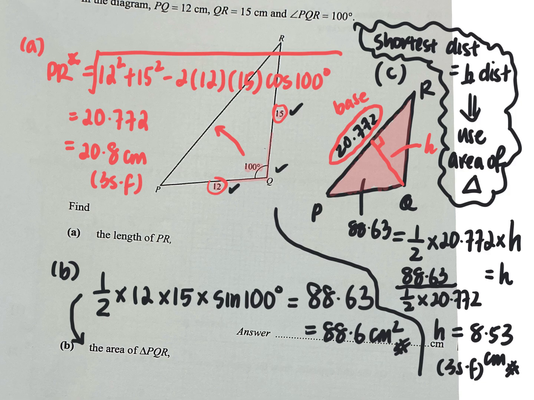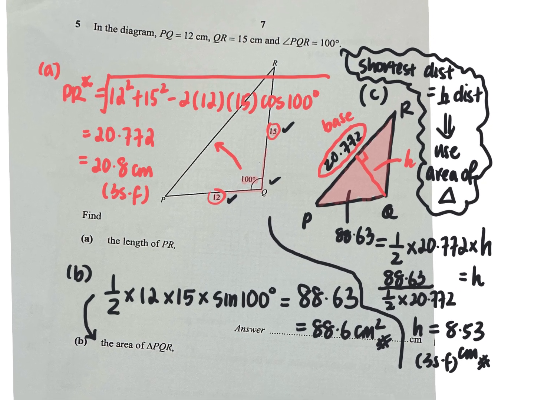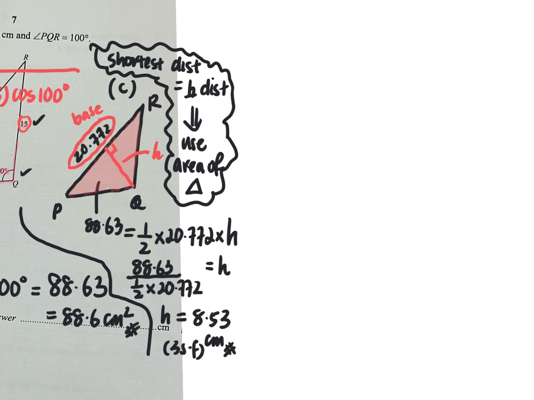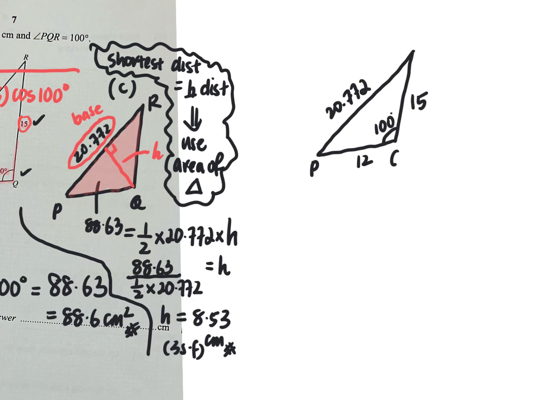Okay, so this paper is almost done. Okay, still have PRQ. Okay, there's a part D. Same triangle. Let me write down everything first. This is 100, 15, 12, PQR.